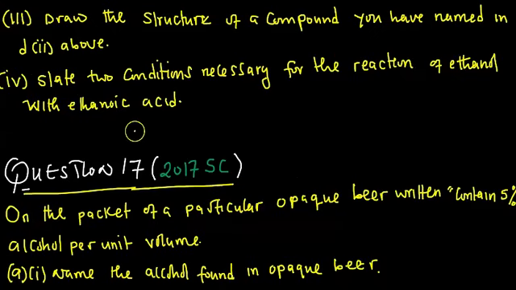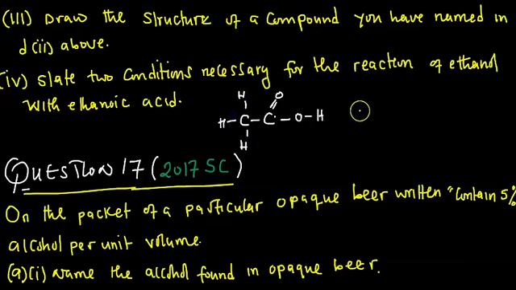Okay? Draw the structure of the compound you have named. So how do you draw the structure of the compound I've named? For you to draw the structure, look at what happened in terms of reaction. So you have ethanoic acid like this, then reacting with ethanol. That is ethanoic acid reacting with ethanol. So ethanol is HO, then like this.